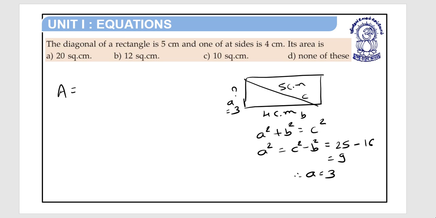So the area of the rectangle is a into b. Three into 4 is 12 square centimeter. So the answer is B.